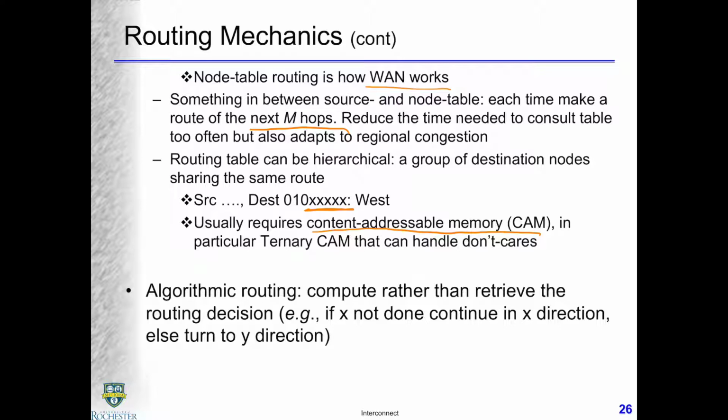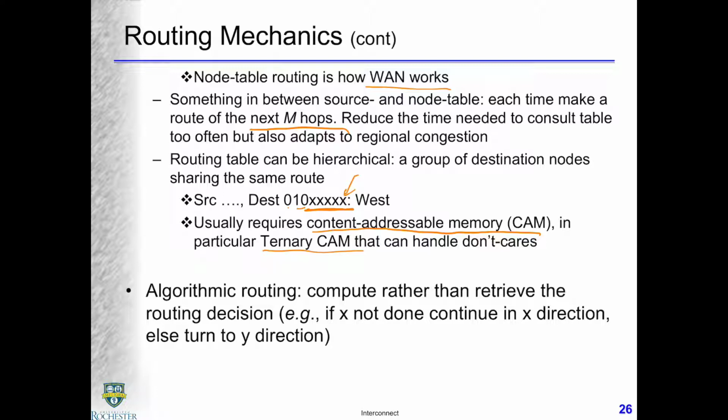In typical content addressable memory, I have my content, I want to match exactly what the content is in the table, and that's a search. So it's a binary content addressable memory because the value can be 0 and 1. But if I have don't care bits that say, okay, as long as your first 3 bits are 0, 1, 0, you're going west, then you actually need what's called a ternary CAM that can distinguish between 0, 1, and don't care.